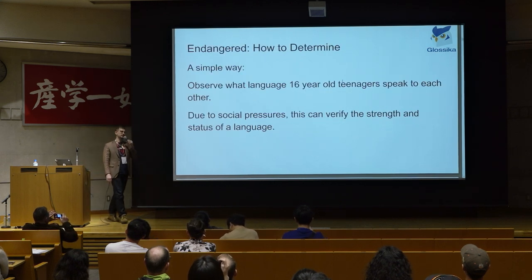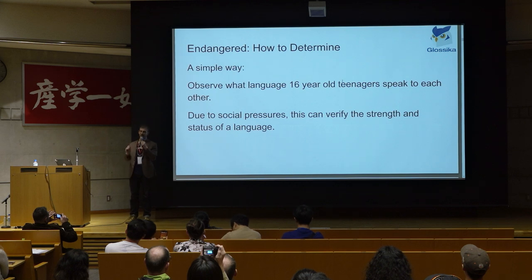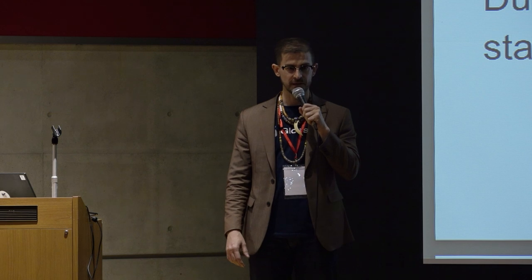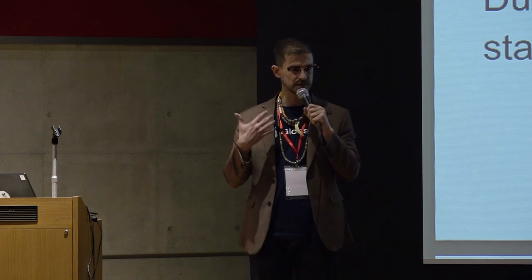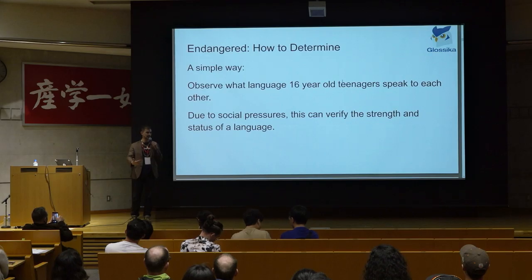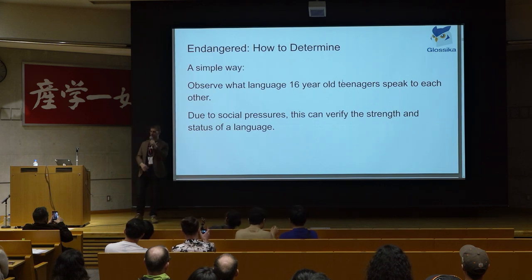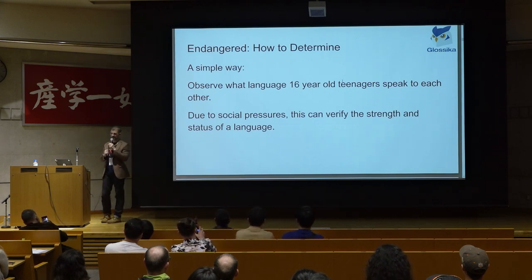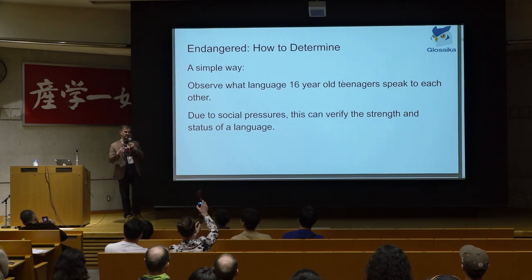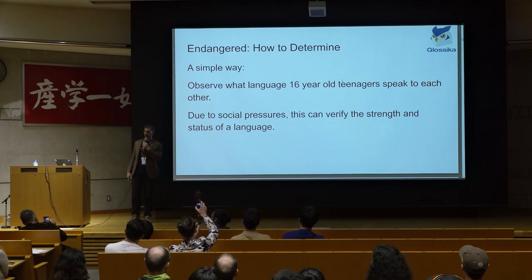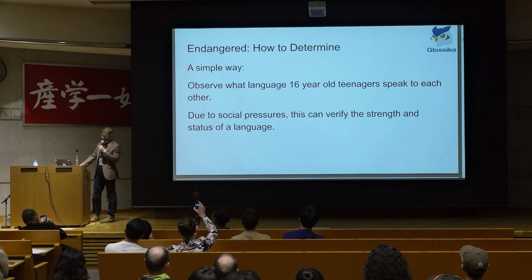How can we determine if a language is actually endangered? The one thing that I like to look at is, what do 16-year-olds speak with each other? Because you have a lot of face involved with this, social pressure, peer pressure. If they're proud of the way they speak, they're going to use that language between each other. But if they're embarrassed by it, they'll probably switch to a more dominant language. You'll see this happening in Taiwan. A lot of people now understand their parents' languages, but between each other they'll switch to a more dominant language, like Mandarin Chinese.